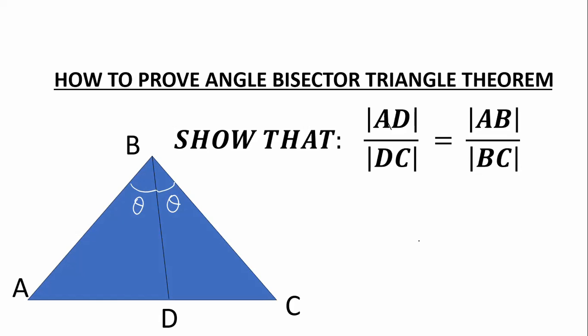This video is all about how to prove the angle bisector triangle theorem, where the ratio of AD all over DC is equal to the ratio of AB all over BC. So now let's begin.